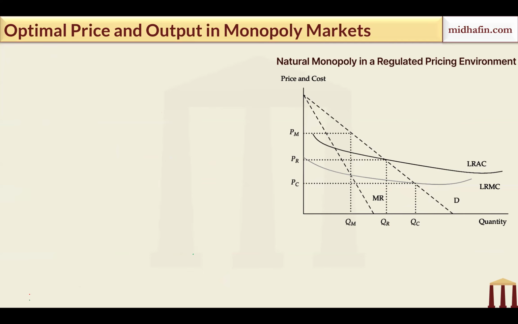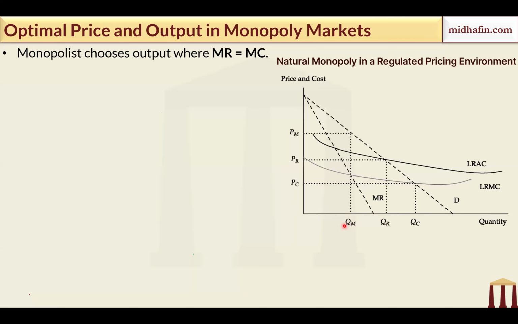Next, now let's discuss the optimal price and output in monopoly markets. The monopolist will choose the output, of course, where marginal revenue is equal to marginal cost. We have decided this already. We are considering the long run now, where regulations can also come into the picture. For the monopolist, this is the best.